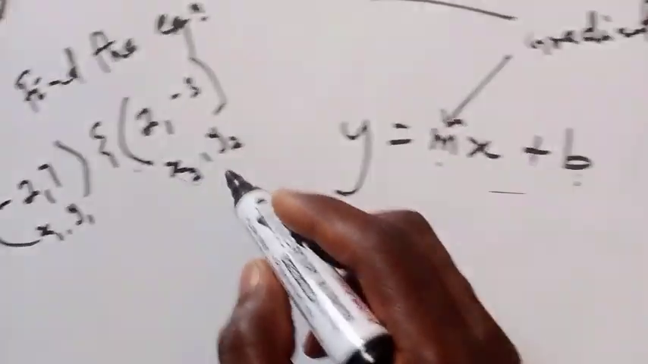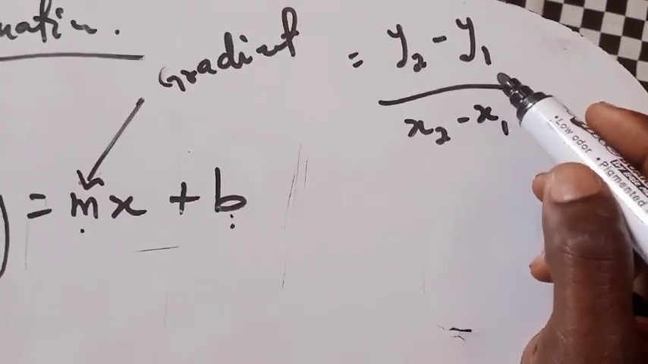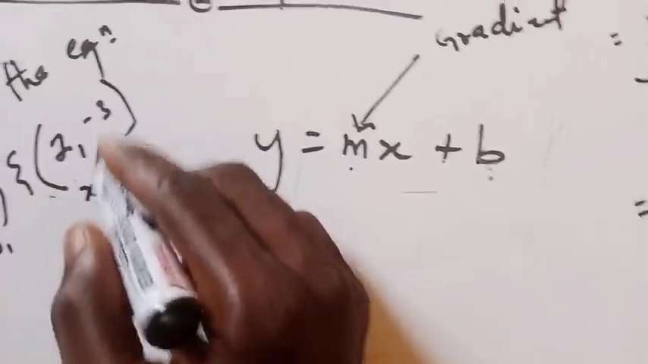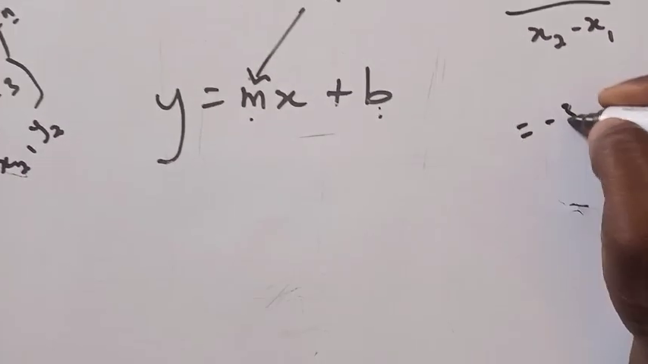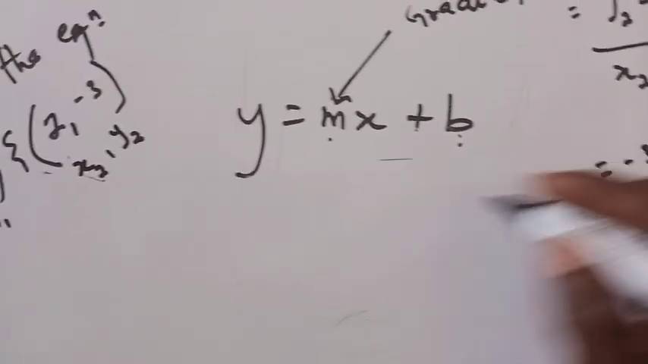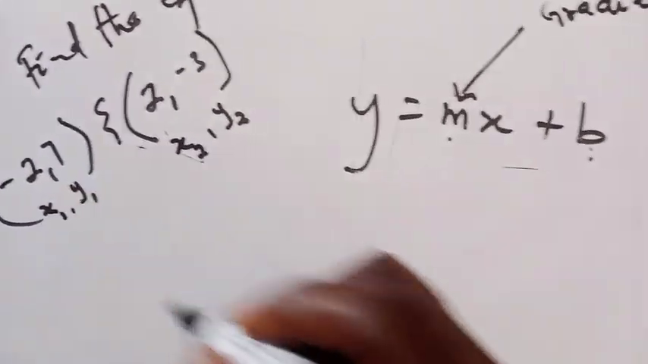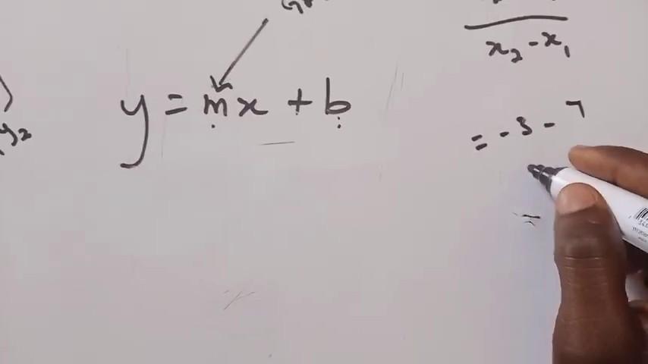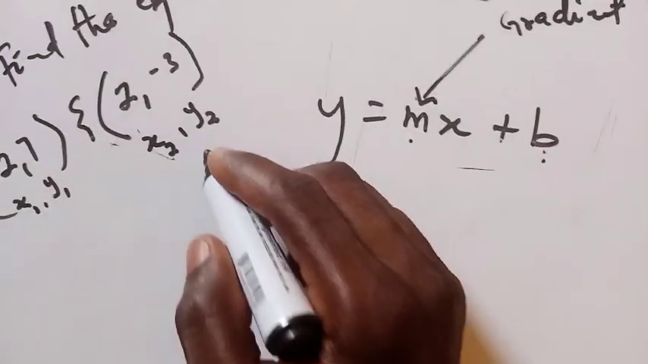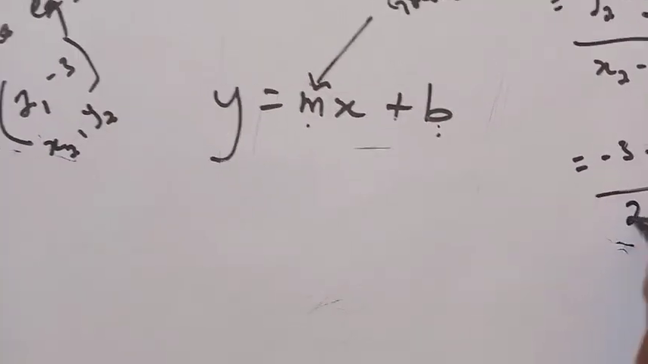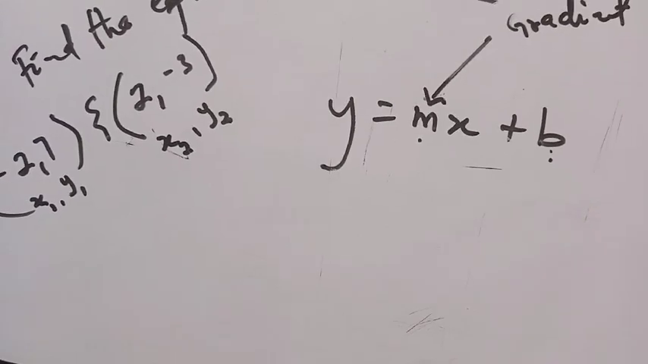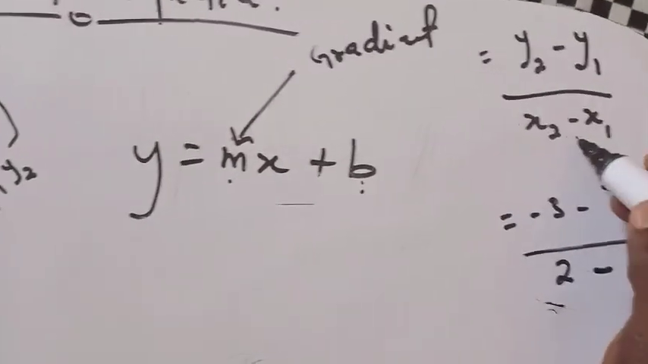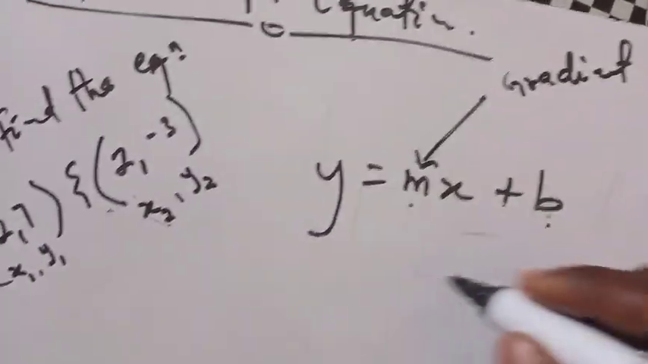So pick these two points and plug them inside the gradient definition. We are going to have our y2, that's going to be -3, and then minus y1. y1 is 7, so minus 7, right? So -7, everything over x2. Which one is the x2? x2 is going to be 2, and then minus, right? There's a minus here. Be very careful with your negatives when you are dealing with them.